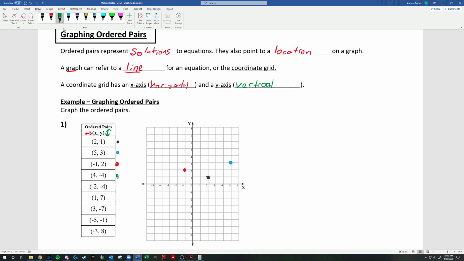Last example, 4, negative 4. X-coordinate of 4 goes first, so I go over 4. Here the y-coordinate is negative 4. We haven't seen a negative y-coordinate yet, but we see that is down here. So if I again start in the middle, 4, negative 4 brings me to this location.